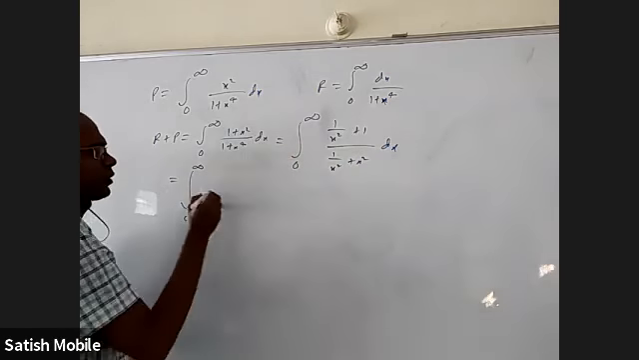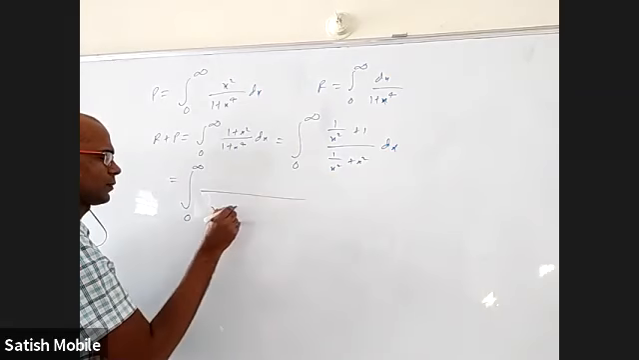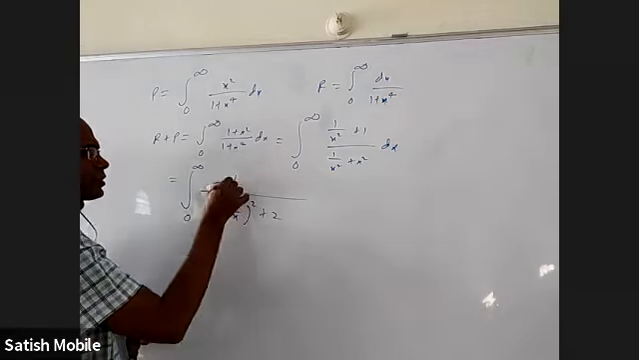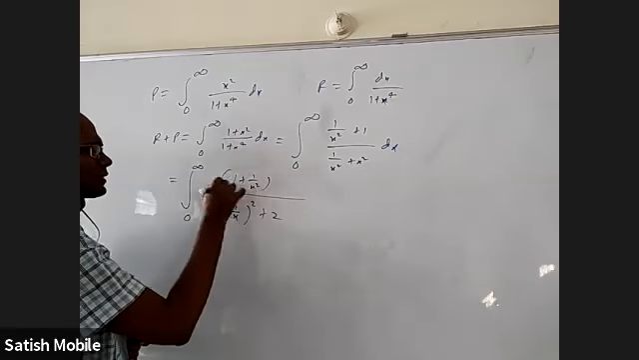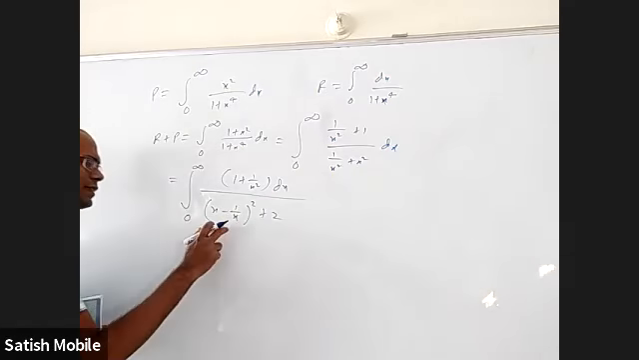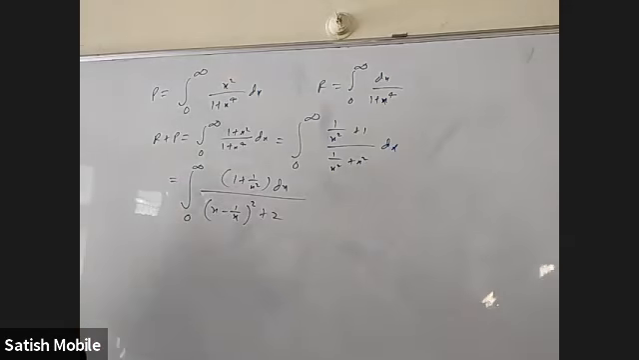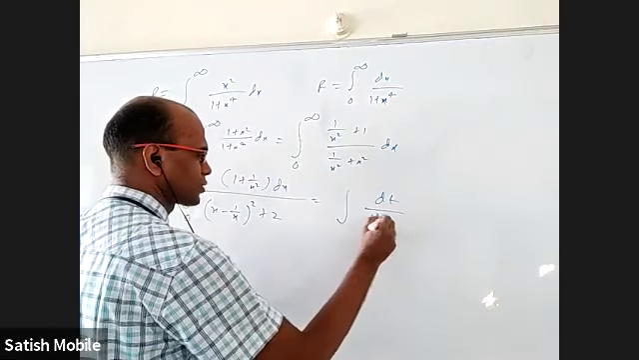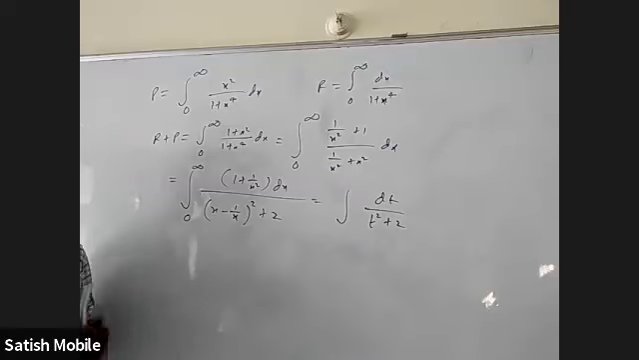Okay, this is the derivative of x minus 1 by x. So I'm going to write the denominator as x minus 1 by x whole square plus 2. And the derivative of x minus 1 by x is 1 plus 1 by x square exactly. So if I take this as t, this will become dt. Okay. So I can write integral dt by t square plus 2. But what about the limits?